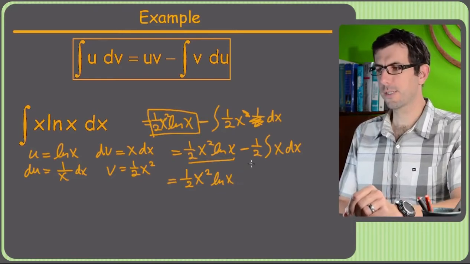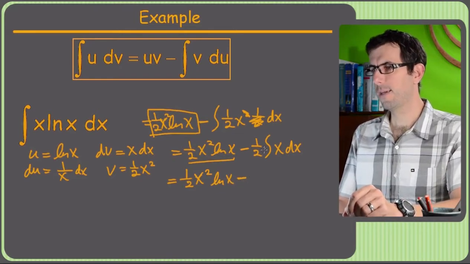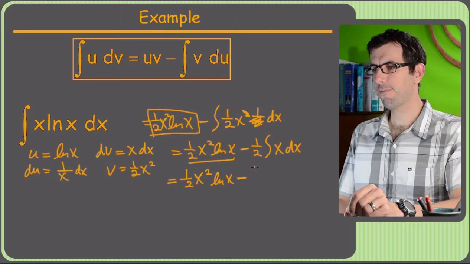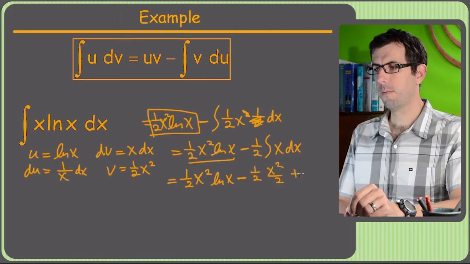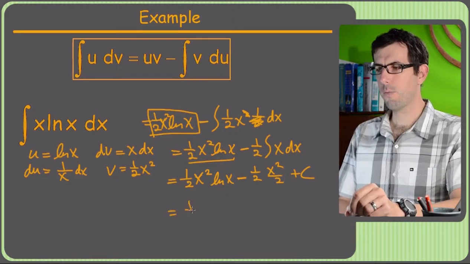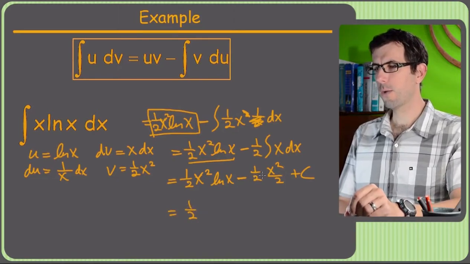Now watch me forget it just because I was talking while I was supposed to be doing math. Alright, minus 1/2, and the integral of x is just x squared over 2 plus c. So we got 1/2. Actually, it looks like 1/2 x squared is in both terms.